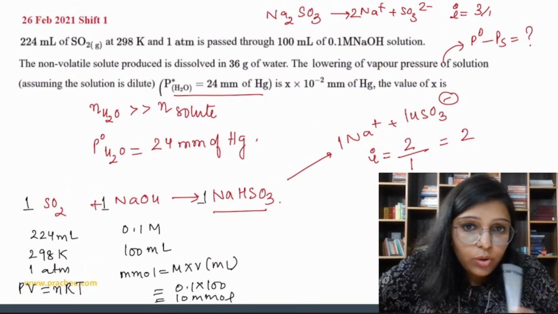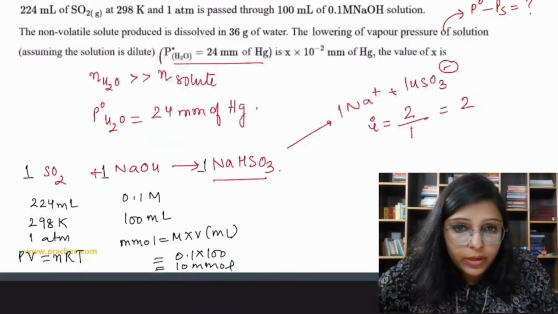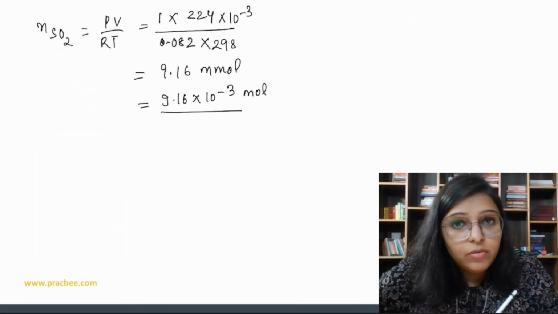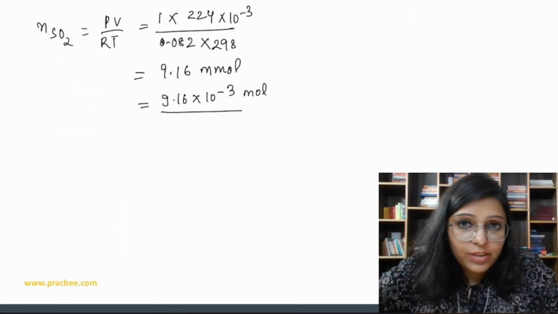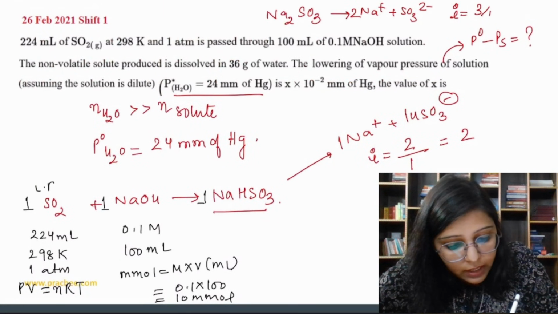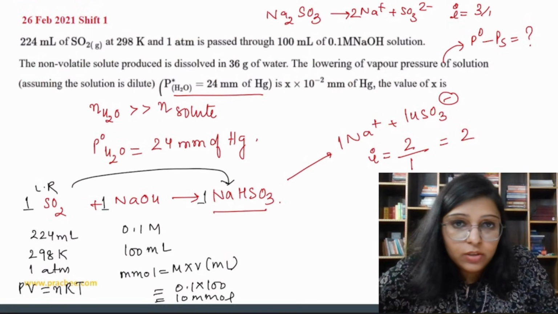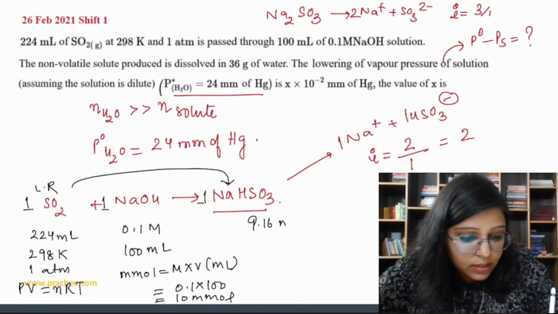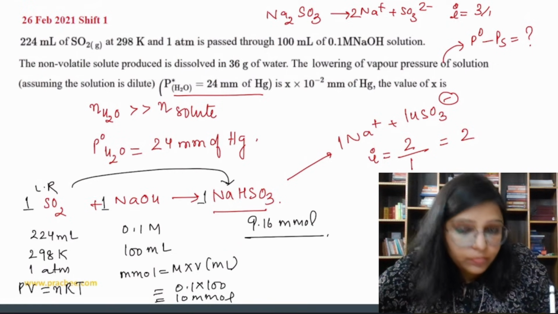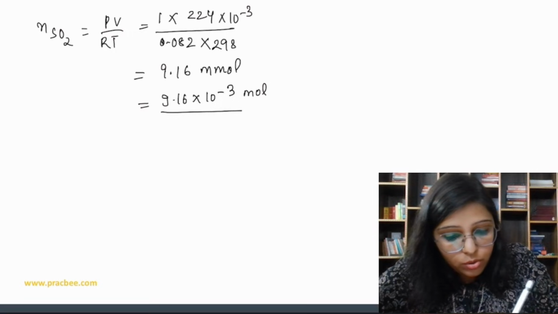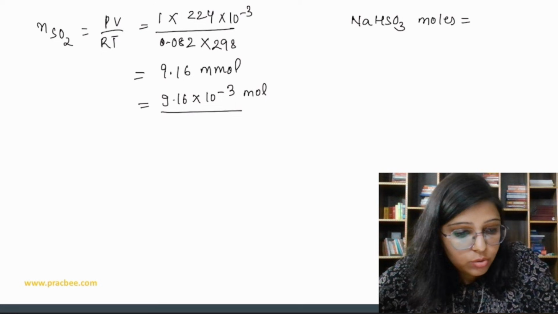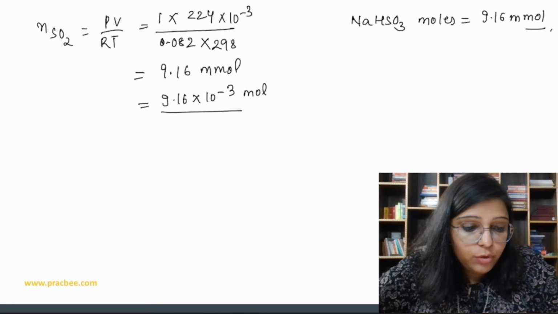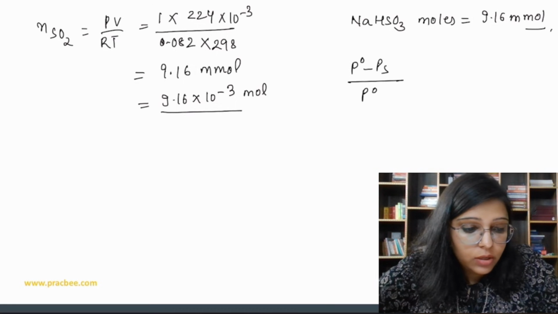Clear? So we have 10 millimole of NaOH and 9.16 millimole of SO2. So obviously SO2 is the limiting reagent and the amount of product depends on the limiting reagent. So here also we get 9.16 millimole. NaHSO3 moles are also 9.16 millimole.